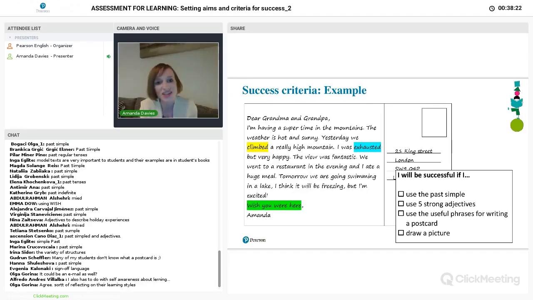We can also differentiate the success criteria. So we can say, okay, use 5 to 7 strong adjectives. So if a strong student finishes first, you can ask them how many adjectives, 5, okay, add 2 more. So we can differentiate a little bit. We could ask students to write between 150 and 180 words. Again, then we can challenge stronger students or fast finishers to add a little bit more to do even better.